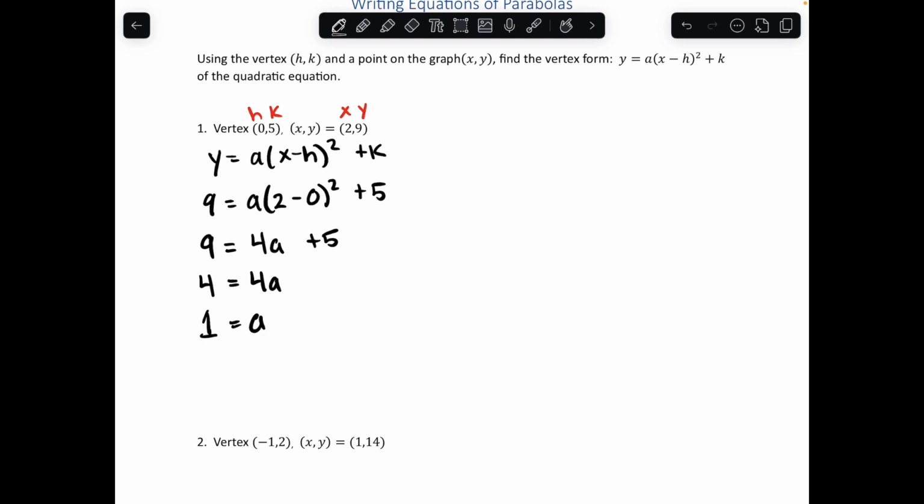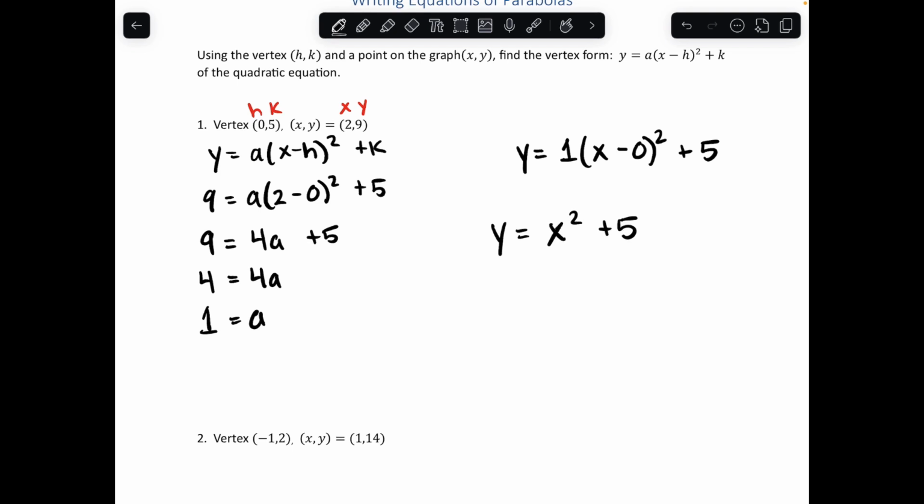Now that I know what a is, I can actually go back to my vertex form and plug everything in accordingly. So we have y is equal to 1 times (x minus 0) quantity squared, and then plus k, which is 5. This is my vertex form, but we can kind of clean this up a little bit. Simplifying this out, we're going to have y is equal to x squared plus 5. So let's go ahead and check out number 2.